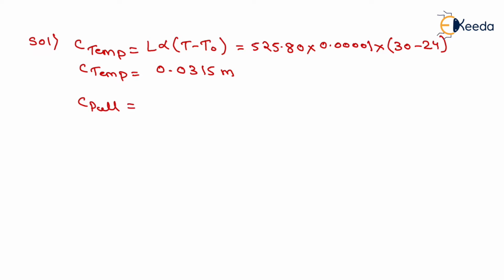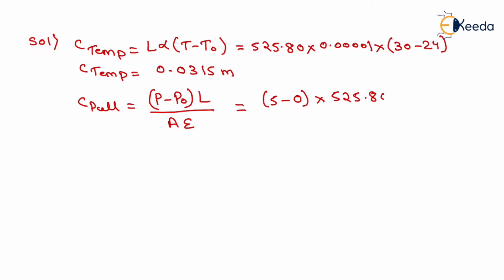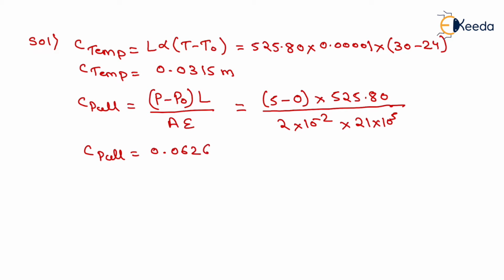Similarly, we can determine the correction due to pull. Its formula, we all know that it will be equals to (P minus P naught) L upon A E. Now the value of P is given as 5 in the question and the P naught is 0, and the value of L will be equals to 525.80. Similarly, area is given as 2 mm square, so we will write it as 2 into 10 to the power minus 2, into 21 into 10 to the power 5, that will be the value of modulus of elasticity. On solving this, we will get the correction due to pull equals to 0.0626 meter.